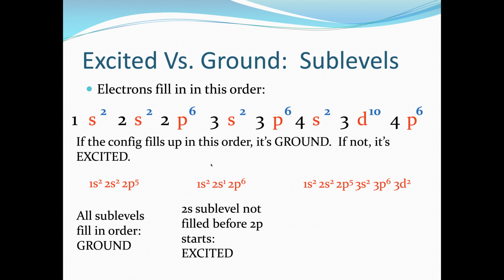This one actually is excited in 2 ways. 1s2, 2s2, 2p. Wait, it's supposed to go to 2p6 before you move on. So one of these electrons is missing. Not only that, but 4s is supposed to fill up before 3d does. So this one is doubly excited.